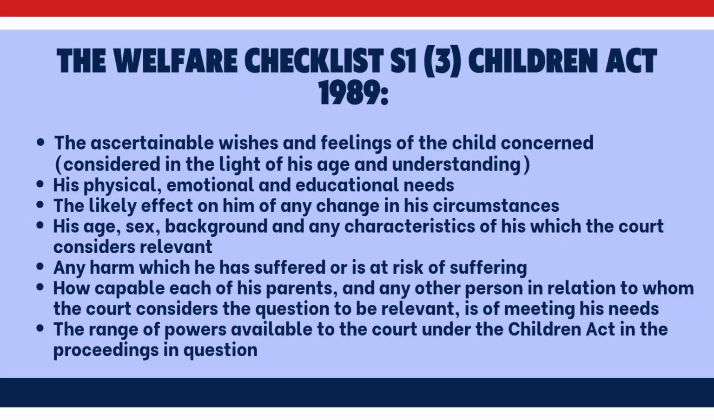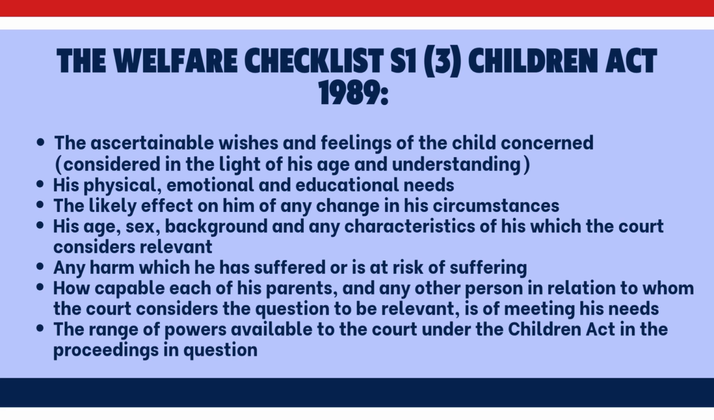Now, referring back to subsection 4, which involves the courts making, varying or discharging any of the orders mentioned previously in respect of children, they can refer to a list of key factors known as the welfare checklist, found under Section 1 subsection 3 Children Act 1989. This includes the ascertainable wishes and feelings of the child concerned, considered in the light of his age and understanding.